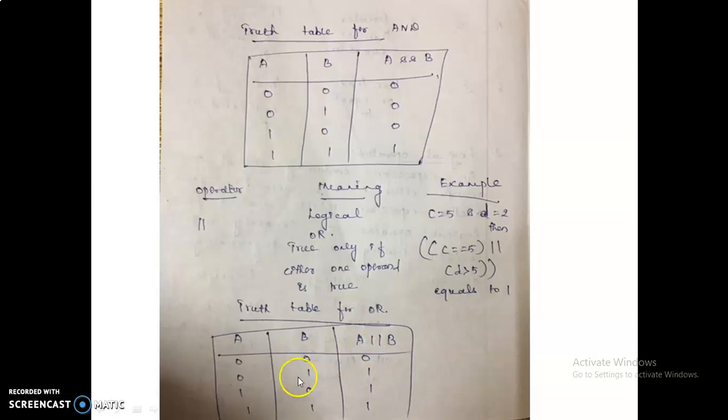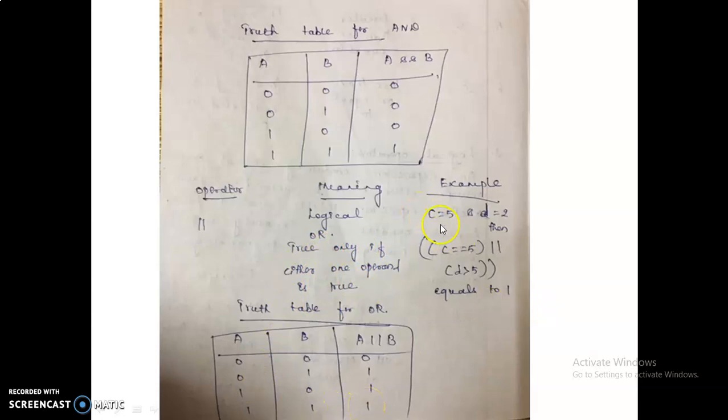Here this one is false, this one is true, so if either one of the operands is true, the output will be true. Here this operand is true, this is false, but the result is true, because the result is true if either one operand is true. If both operands are true, the output is always 1, that is true.